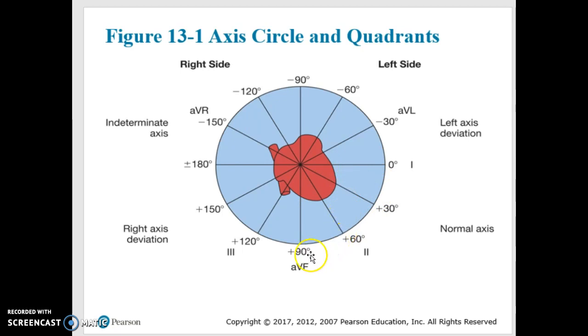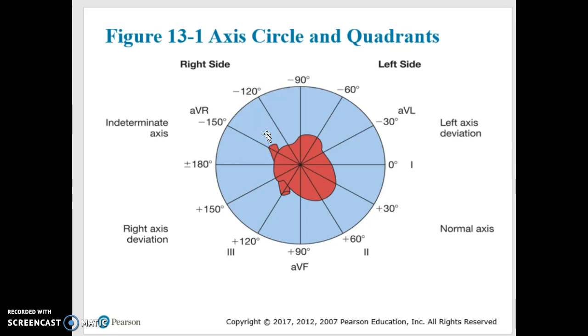Let's talk about right axis deviation. Right axis deviation is going to be represented from here over to here. So anything in this piece of the pie is going to be considered right axis deviation. And now we're going to talk about the indeterminate axis. That is going to be from here up to here. So anything represented in this area is going to be indeterminate axis.